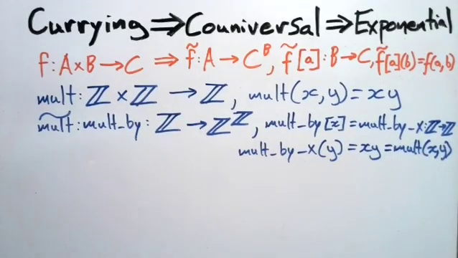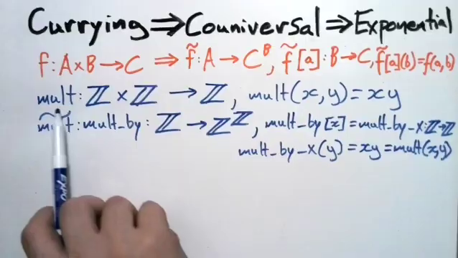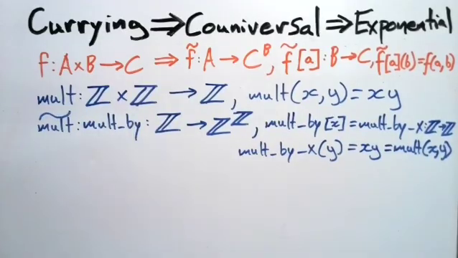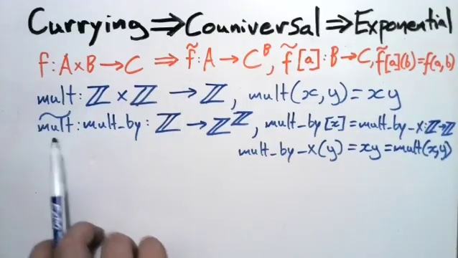So we can see this is an example where A, B, and C are all the same. They're all the integers. And so we have a function multiply, which takes in two input variables. And we can curry that function.